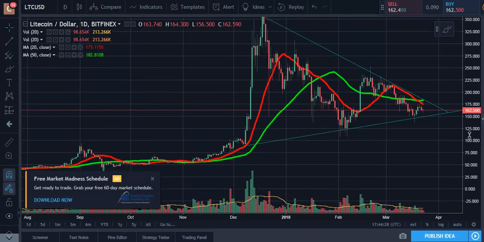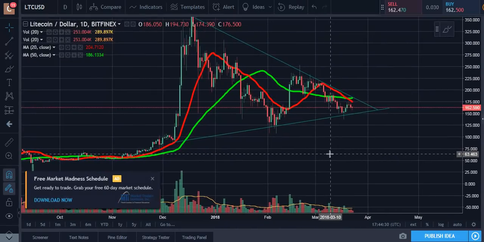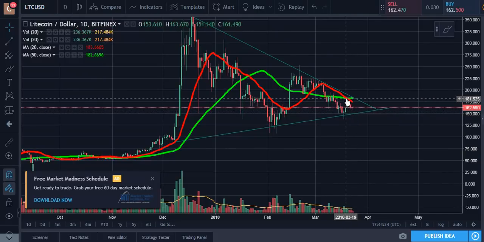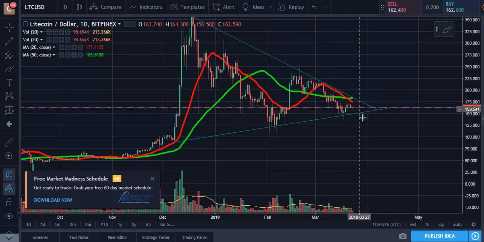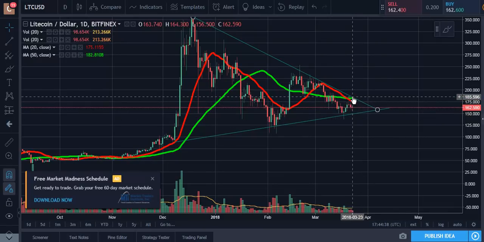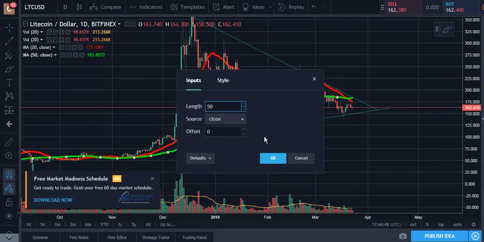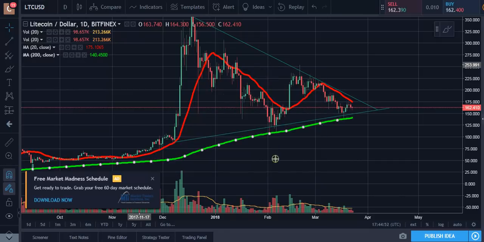Okay, guys, you can see on the daily here how much resistance we have overhead. Remember, moving averages act as support, and they also act as resistance. So we need to be able to break through these on the daily to be able to get up and out of this triangle. That's a really big deal, guys. And let's check the 200, the 200-day moving average.